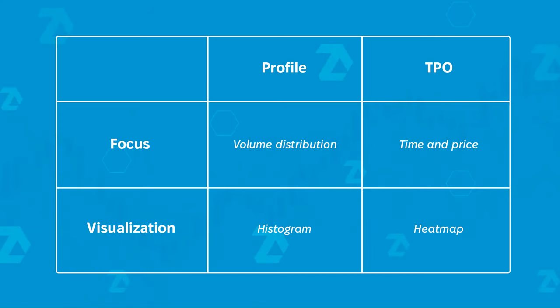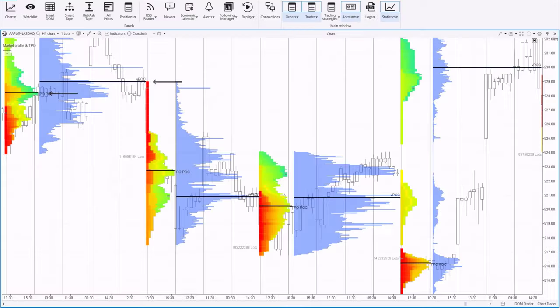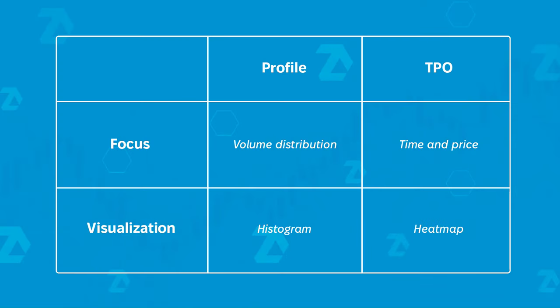In a nutshell, the differences are as follows. Profile focuses primarily on the distribution of trading volume across different price levels over a specific period of time. TPO, on the other hand, shows how long the price stayed at certain levels during that period. Therefore, the levels of maximum activity in profile and TPO usually don't match. Profile is visualized as a histogram, while TPO is displayed using letters or color blocks.